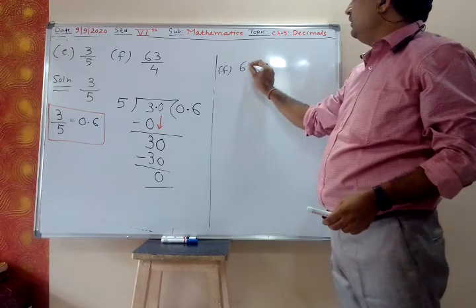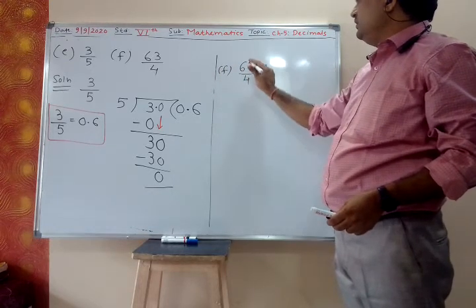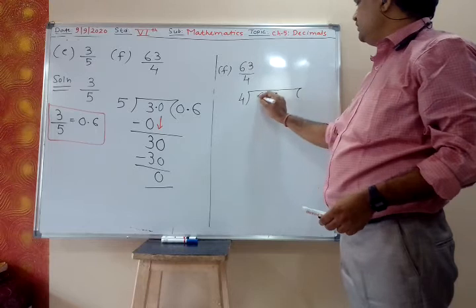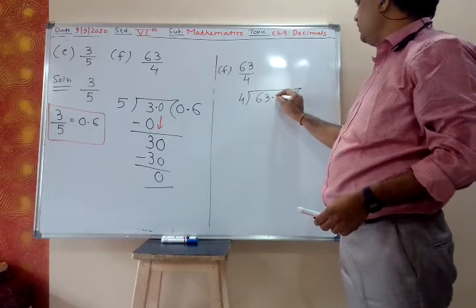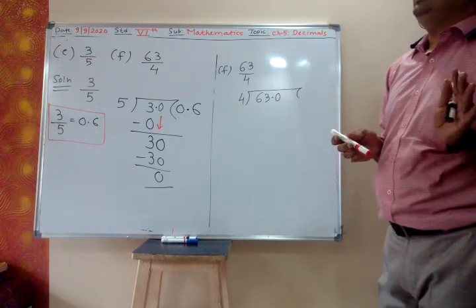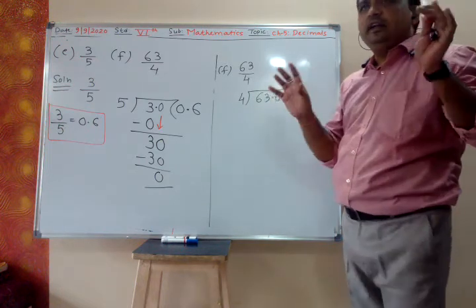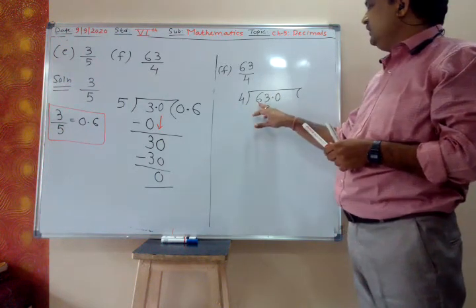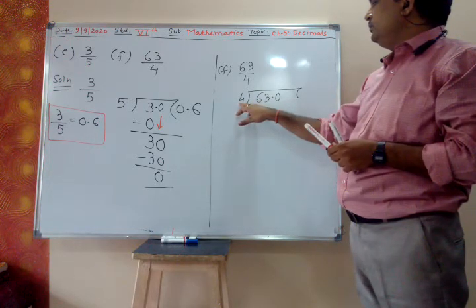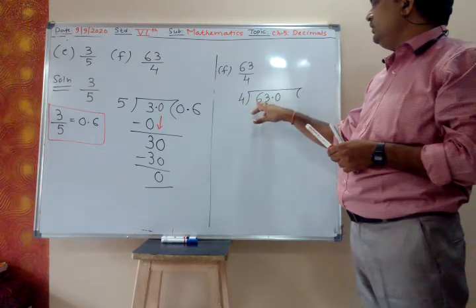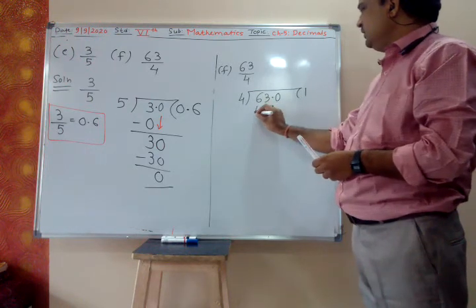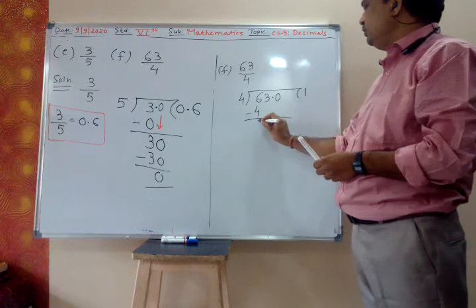F, 63 divided by 4. So this is 4 and this is 63. We write 63.010. We'll see how many 0. Let us go step by step. First it is 6. It is 4. So 4 and 6. You have to take the multiplication which will give you less number. So 4 1 ja 4. We write 1. 6 minus 4 is 2.